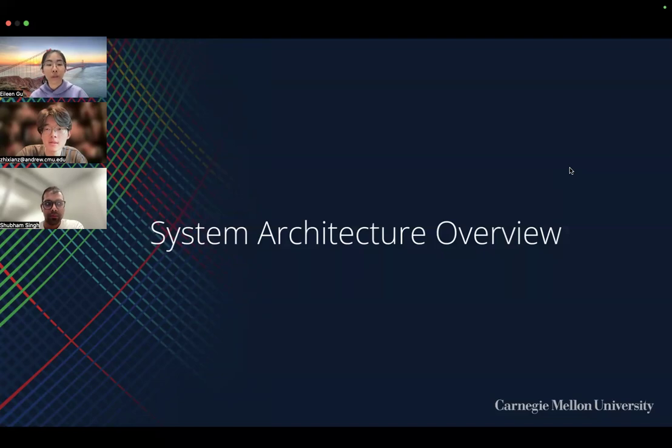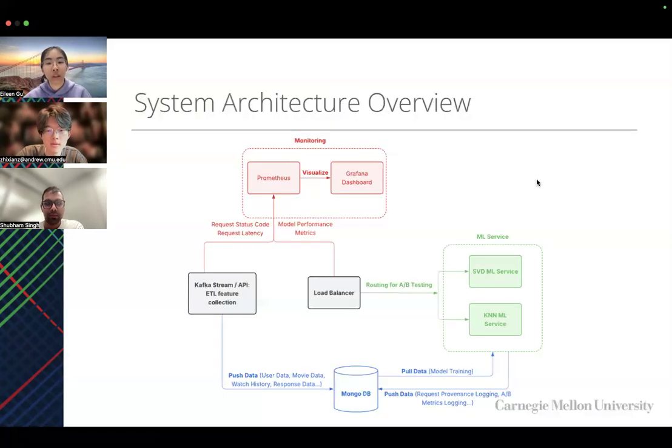First we'll go through the system architecture overview with you. Looking at this picture, we have 5 major regions in our system architecture. The first one is our Kafka stream and the API. From there, we can do ETL feature collections and push that data to our storage layer below. The storage layer is in blue, and we use MongoDB as our major source to pull and push the data for model training and logging purposes.